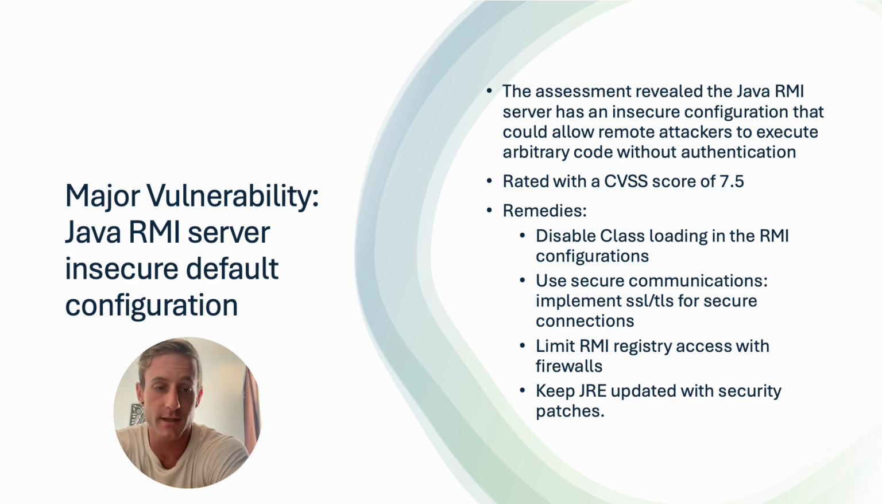So some fixes that should happen. We should disable class loading in the RMI configurations. And we should start using secure communications, so implementing SSL and TLS for secure connections. And we should limit the RMI registry access using firewalls that we have. And we should keep the JRE updated with security patches regularly, just to patch any known bugs that turn up and are found.